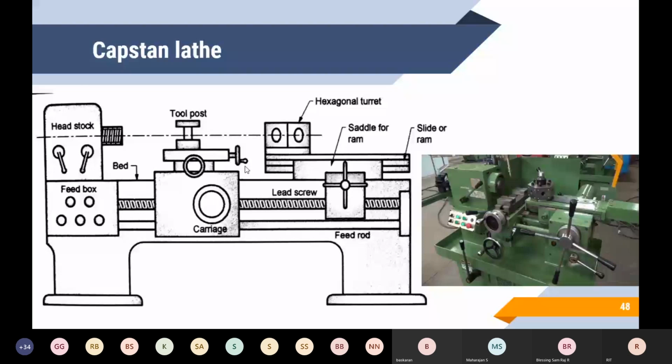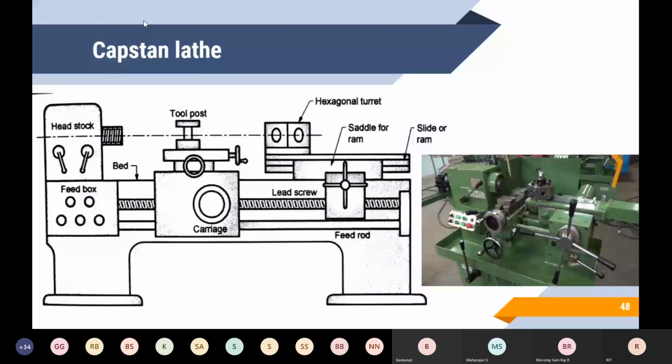The idle times involve the setting and movement of the tool. For each individual operation, we have to remove that and set a separate tool for the machining. That kind of problem will be overcome by the capstan and turret lathe. That's semi-automatic. Normally the capstan lathe is one type of semi-automatic lathe.